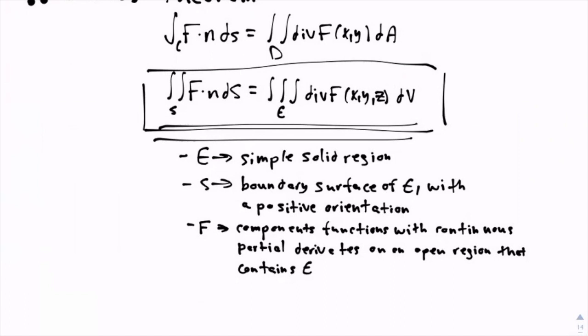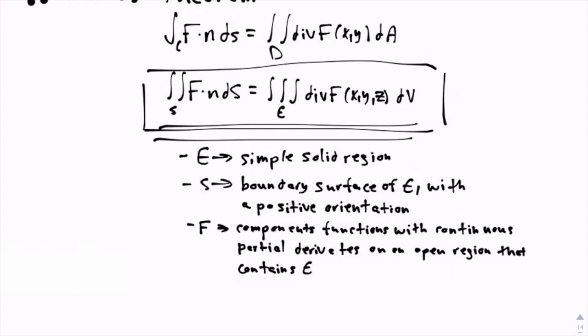And when all of these requirements are true, we are able to apply Gauss's theorem, or the divergence theorem. Basically, what the divergence theorem says is that under these given conditions, the flux of F across the boundary surface of E is equal to the triple integral of the divergence of F over E.